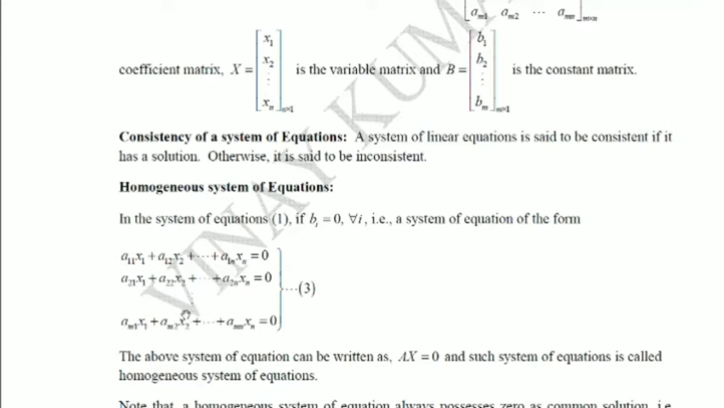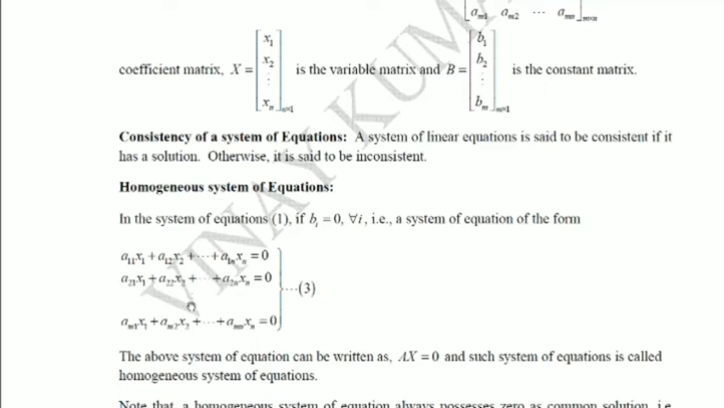This will be true for all the equations. Therefore, x1 equal to 0, x2 equal to 0, up to xn equal to 0 is one solution. And that solution is called the zero solution or trivial solution. So every homogeneous system of equations possesses a zero solution. Hence, a homogeneous system of equations is always consistent. It can never be inconsistent.